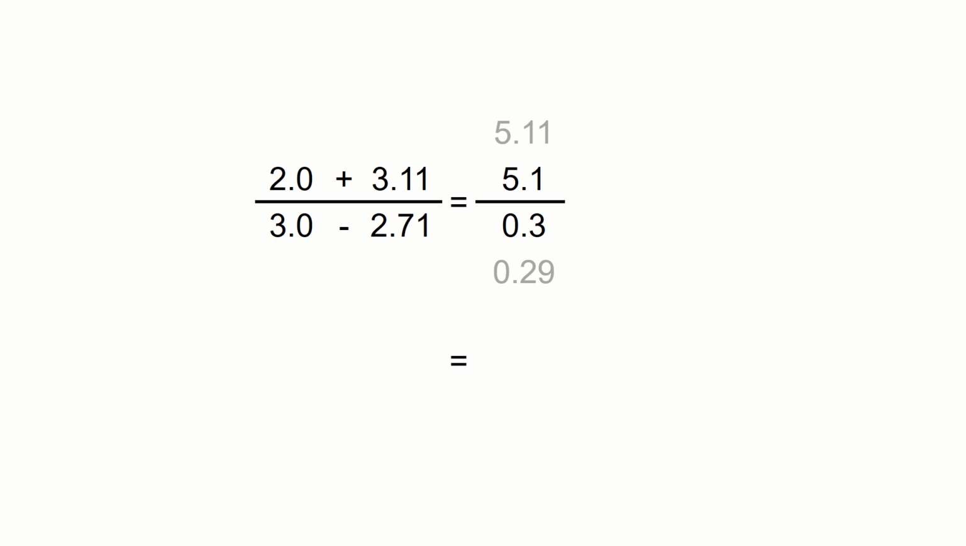And hence, if you take 5.1 divided by 0.3, you get 17. But now, you are dividing two numbers, so you follow the SF rule. So what you have is 2 SF divided by 1 SF. And although the accurate answer is 17, once you apply the SF rule, your answer should be 20.